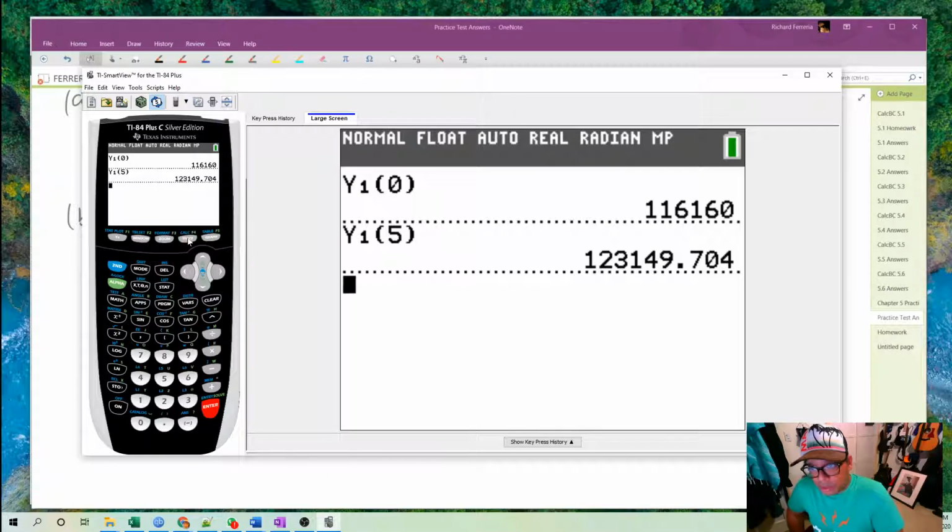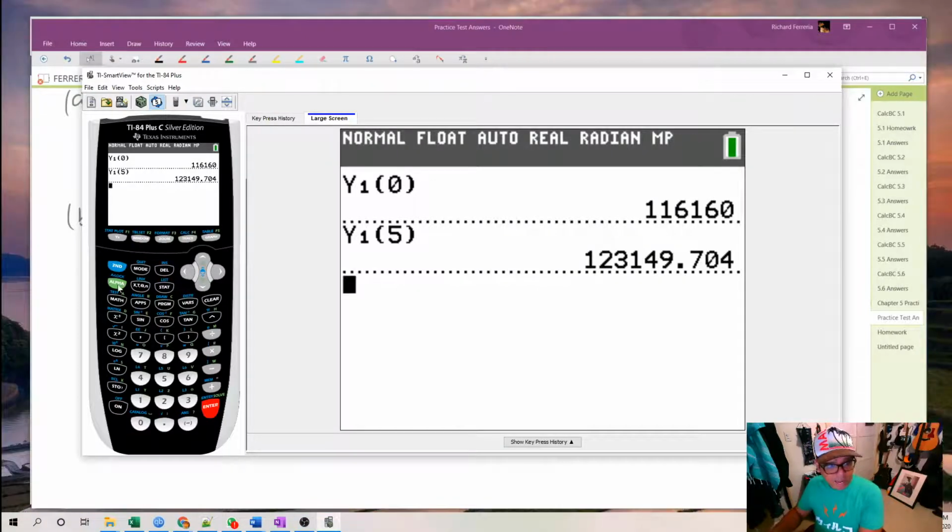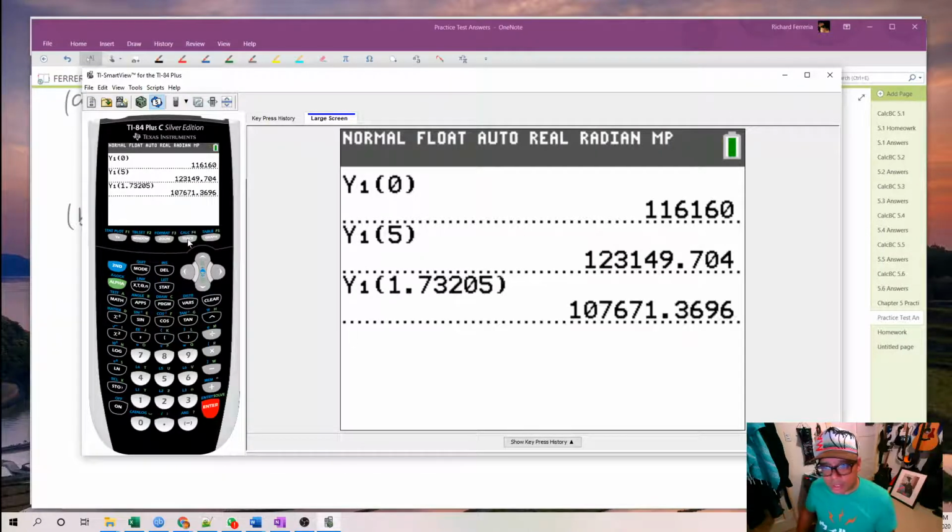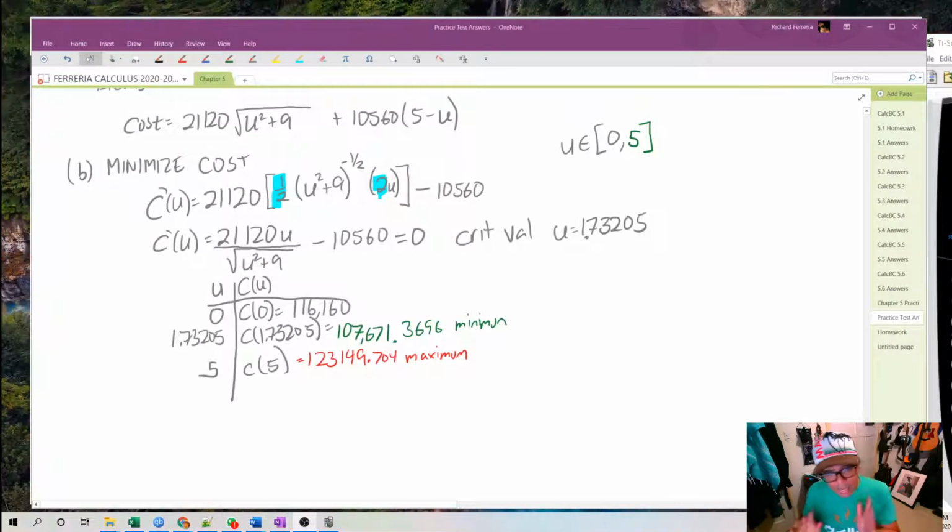Okay, that looks like it's more expensive, $123,149. And finally, let's check at our critical value, which was 1.73205. That gets us a cost of $107,671. Let's write all those values down. That's going to be the minimum cost.